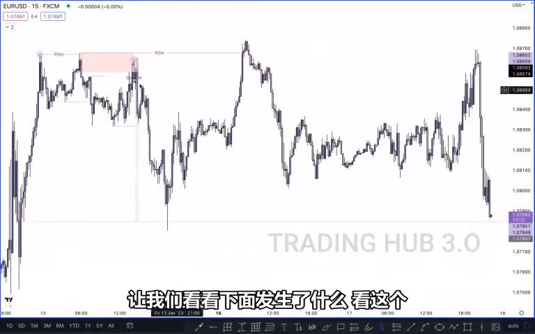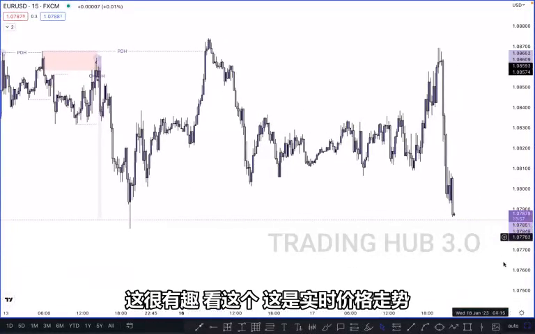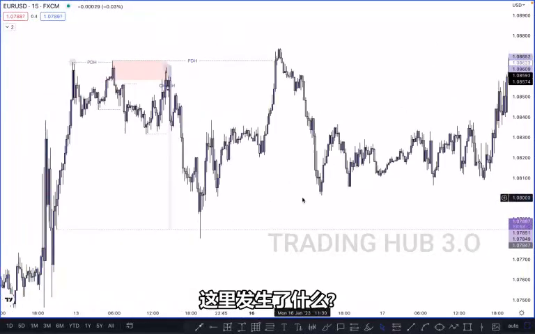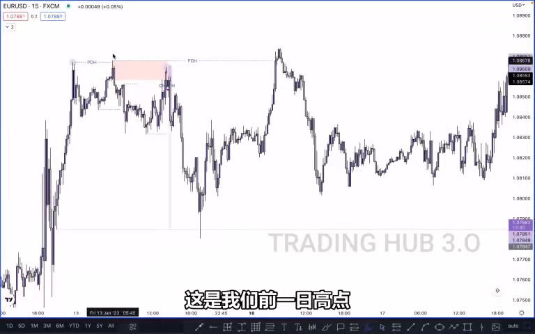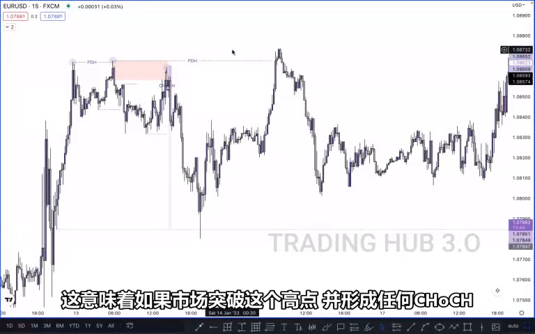So let's see what happened next here after this one. And look at this one, this is an interesting thing. Yeah, and this is the live price action right now. You can see the price moving here. So what happened here, look at this one. This one is our previous day high, which one is here, right? It means if the market takes out this high and creates a change of character, then you have to sell here.